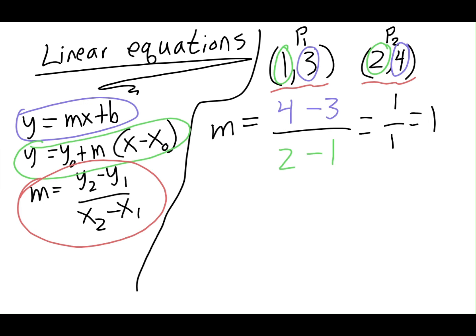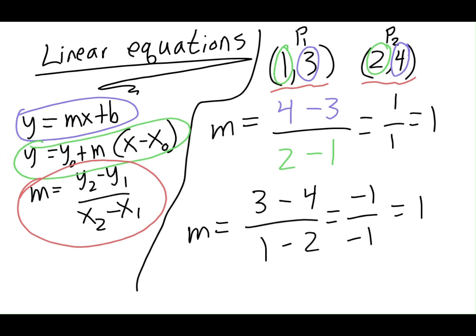Now, I mentioned earlier that you can do it the other way around. What if we did that? What if we swap P2 and P1? If we did, then we would have 3 for the y2 minus 4 over 1 minus 2. We would just flip everything. But then we would get negative 1 over negative 1, which is still 1. So that's why it doesn't matter.